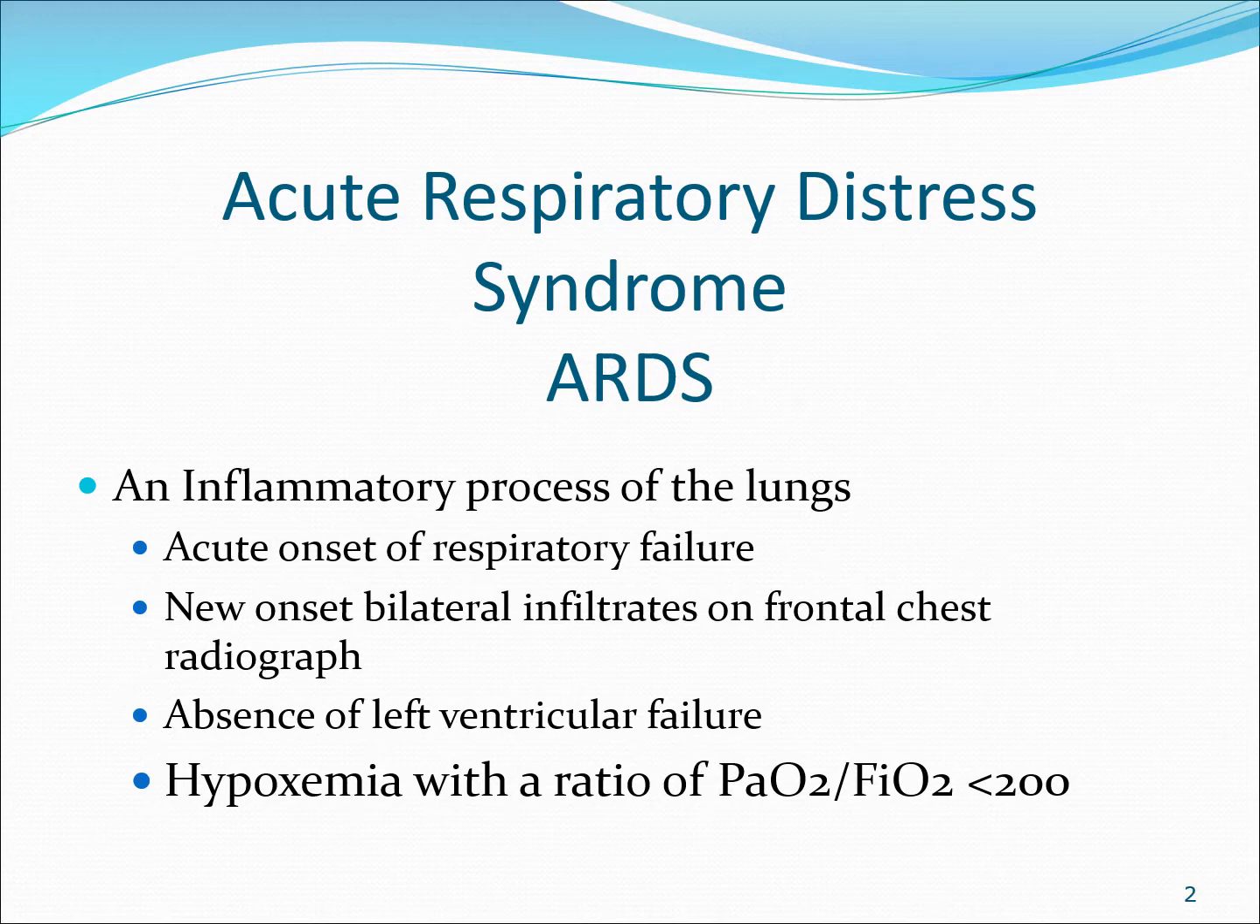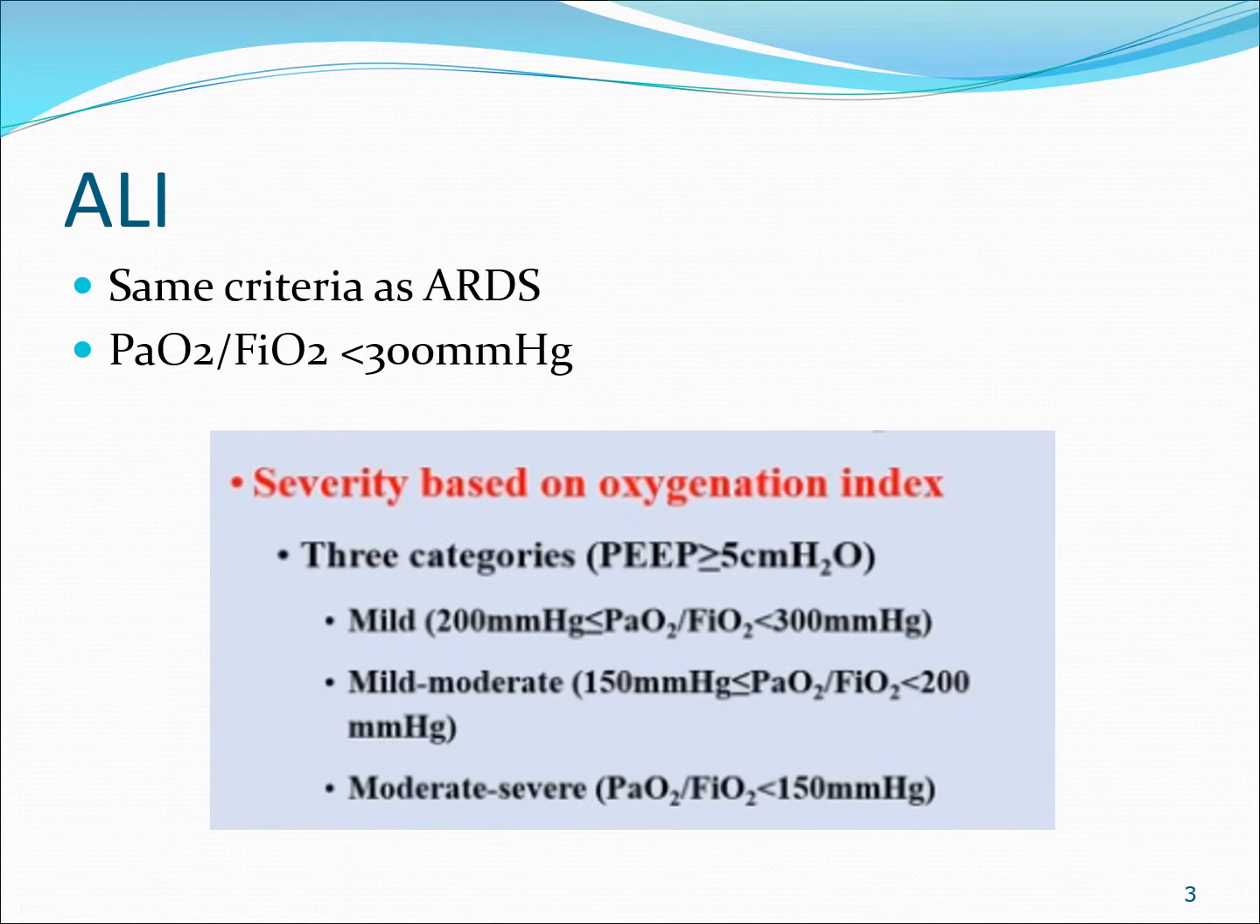But for our purposes, if you have a PF ratio less than 200, you have acute onset of respiratory failure, you have bilateral infiltrates, and you ruled out left ventricular failure, you have ARDS. If your PF ratio with all the same scenarios is less than 300, you have acute lung injury. The management is very similar. As I was mentioning, acute lung injury has the same criteria of ARDS, but the PF ratio is less than 300.